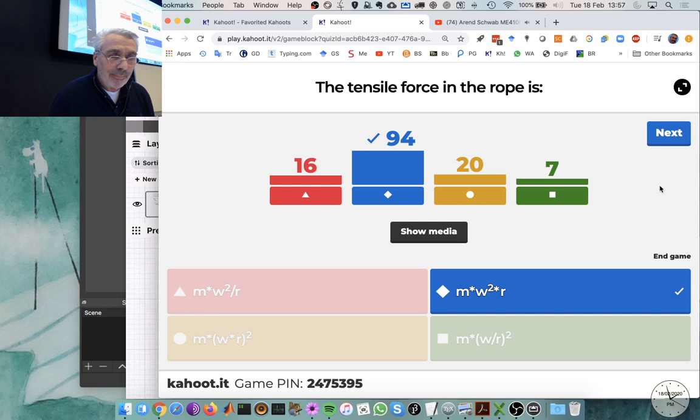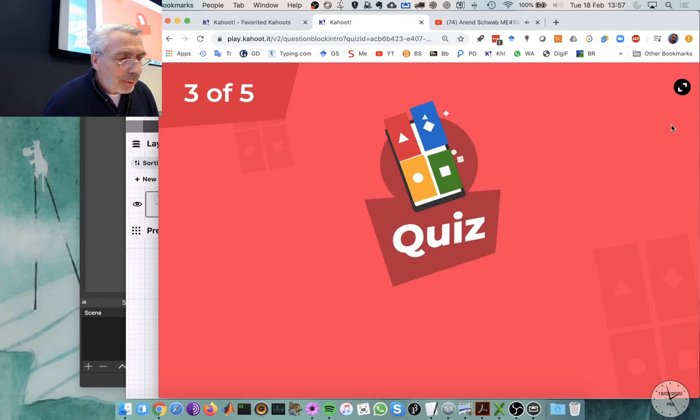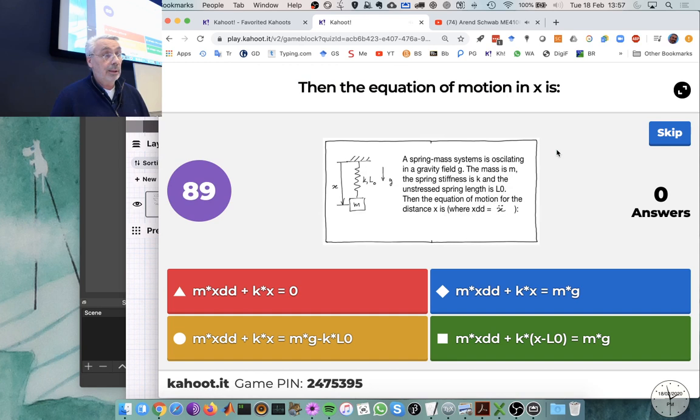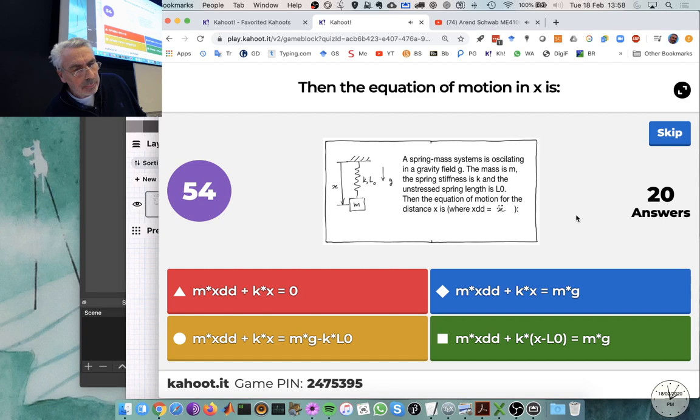BVR, oh no, he wasn't in the room. Then the equation of motion in X is... Yeah, I will try to enlarge the figures. You have more than enough time. Just write down the equation of motion. Make a free body diagram. Don't write in the air. Write on paper.